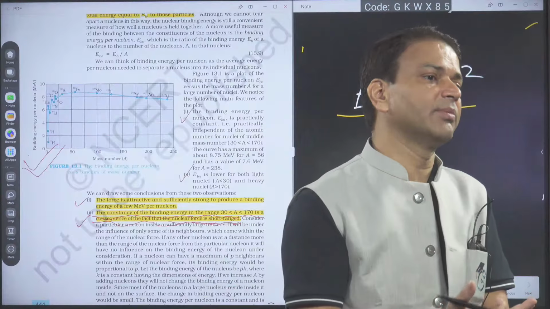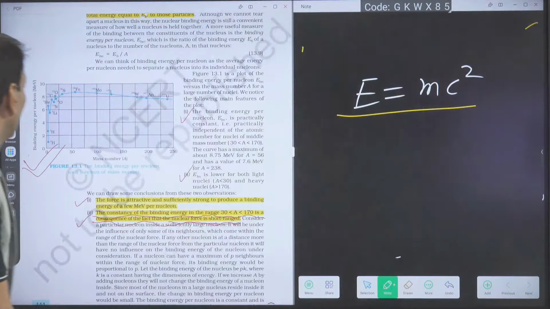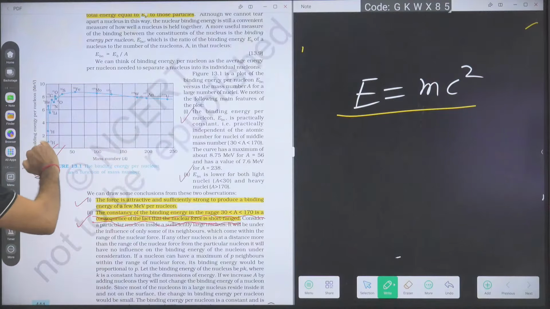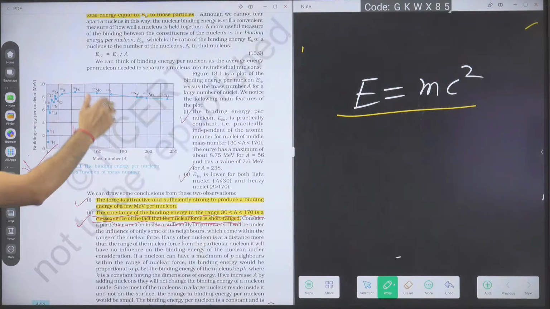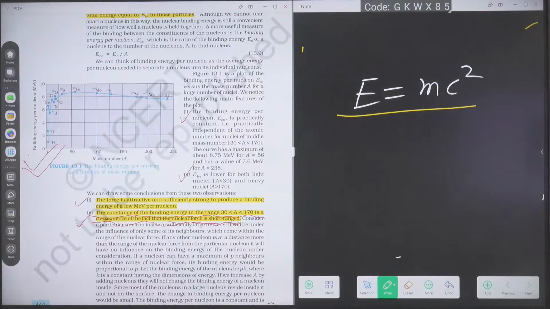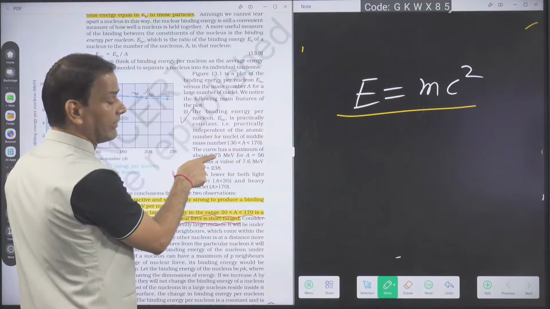So for the stability we are checking binding energy per nucleon. This is a binding energy per nucleon curve against the mass number. In the beginning, when we increase the mass number, binding energy per nucleon increases. For mass number 56, binding energy per nucleon is maximum. For 56, it is 8.75 MeV.